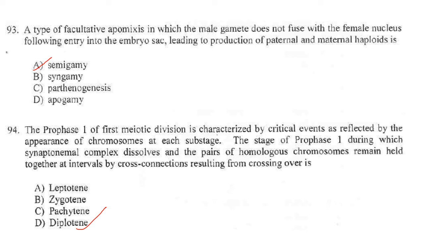And one other option also they have given, that is the pair of homologous chromosomes remain held together at intervals whereby cross connections resulting from crossing over. So these intervals, that is where there are cross connections, have resulted after crossing over. So this stage is called the diplotene stage.